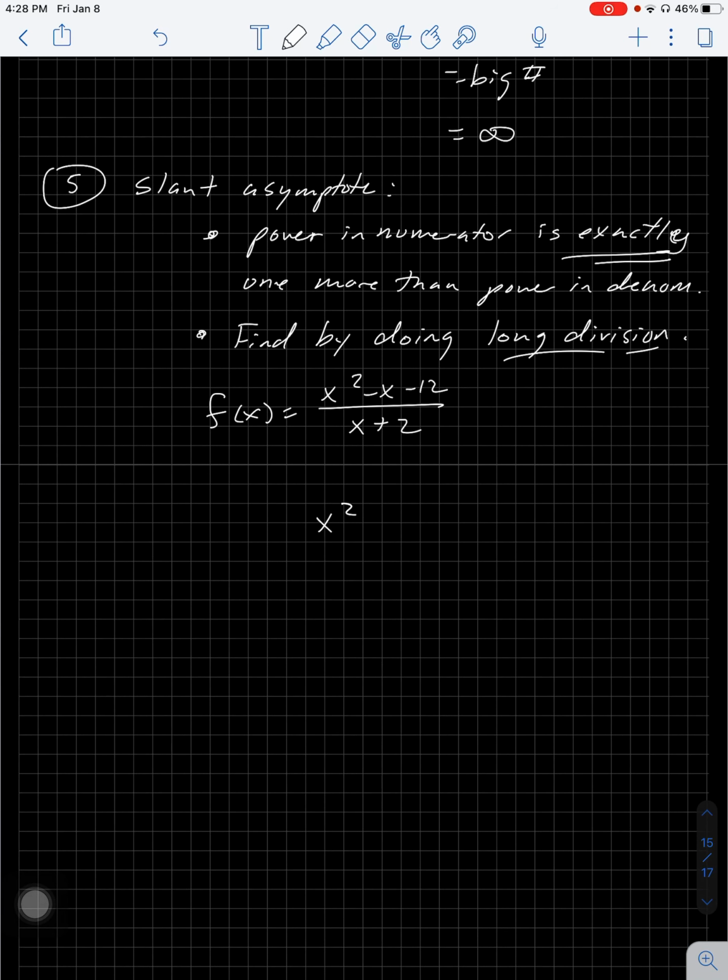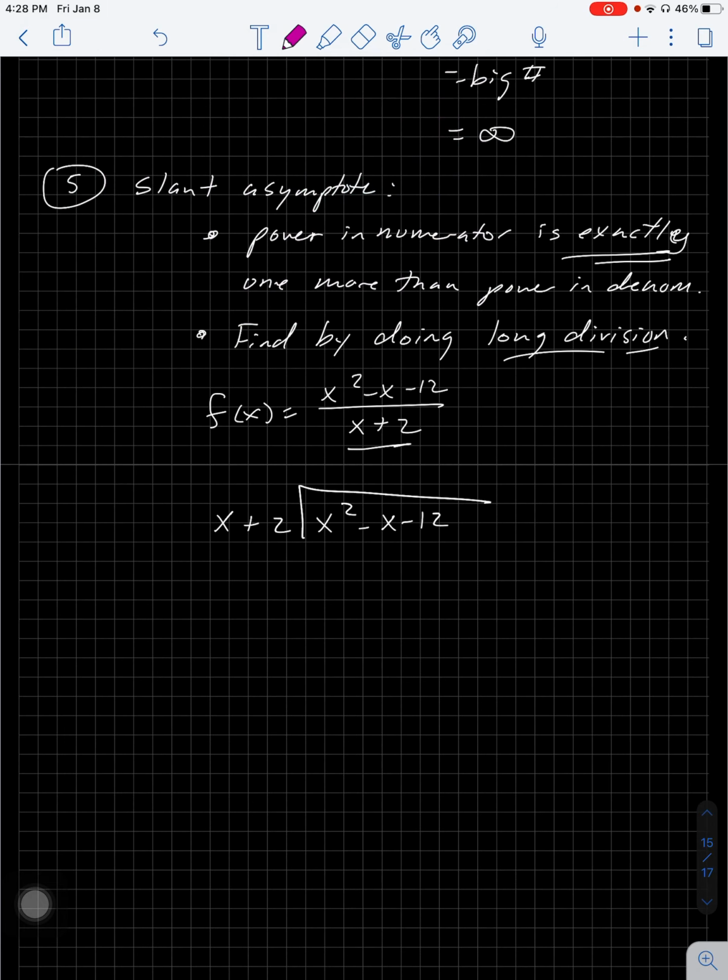I put the top underneath. I put this out in front. And remember, fill in zeros for missing powers of x. In this case, because this is a linear term right here, you could use synthetic division. But I am not going to. I'm going to use long division.